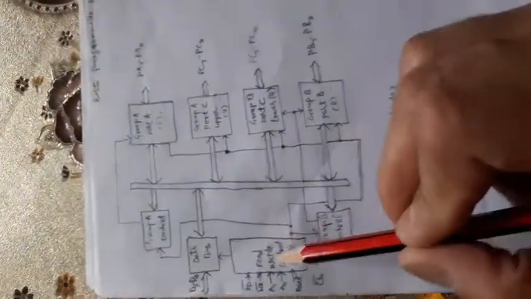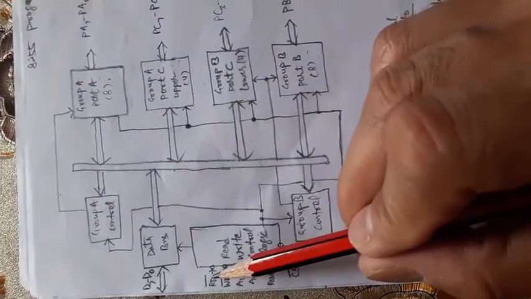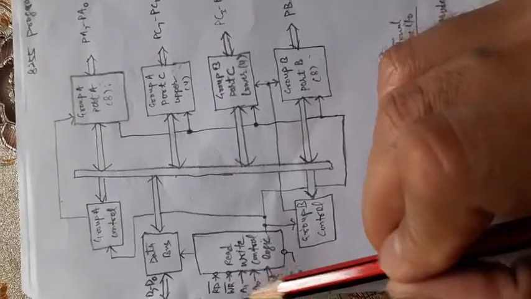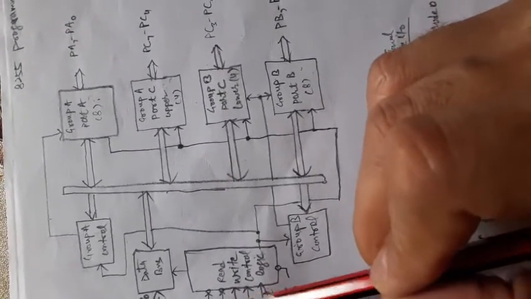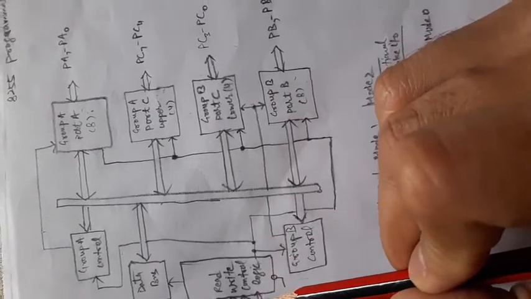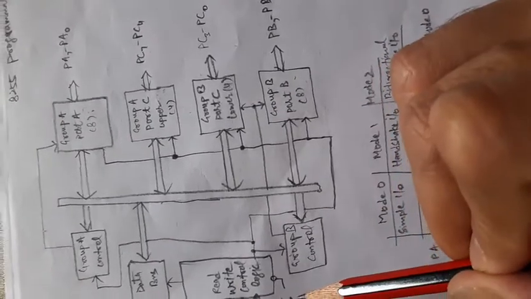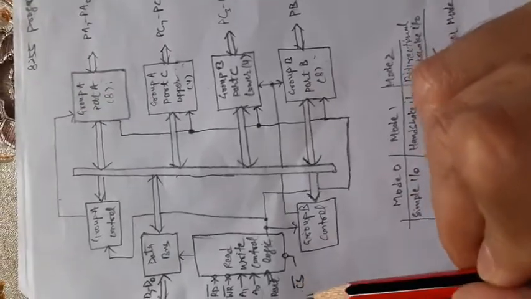See here we have read bar and write bar. This is an IO chip, so we can connect it through IO read and IO write. These are the two bits through which we can divide the address into 4 parts, because 2 bits can give us the 4 combinations. This is the reset through which we can connect the reset of the system, and this is the chip select which is used while interfacing.